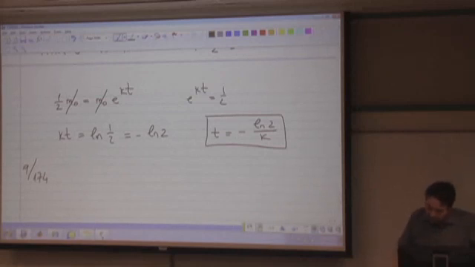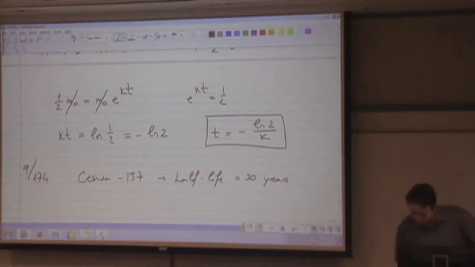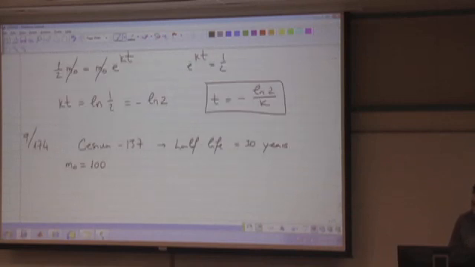It says the following. The half-life of cesium-137 is 30 years. Suppose we have a 100 milligram sample. So what does that tell us? m0 equals 100, right? First question is, find the mass that remains after t years. So what is m of t?